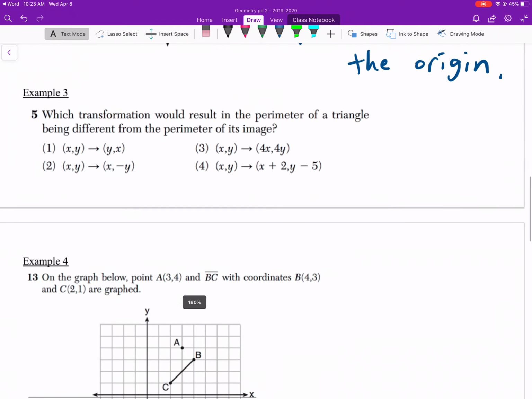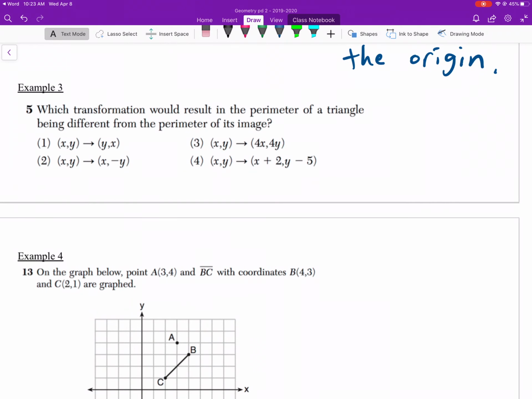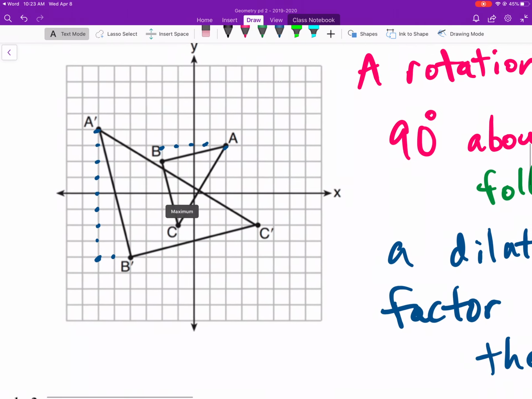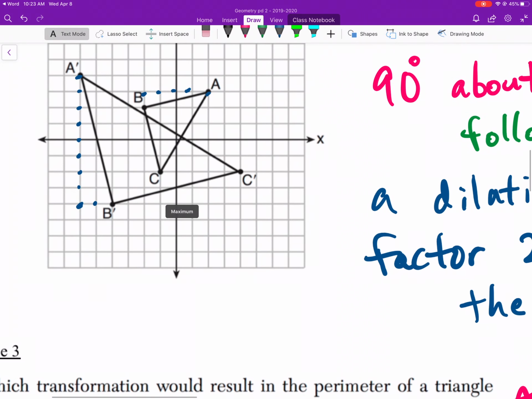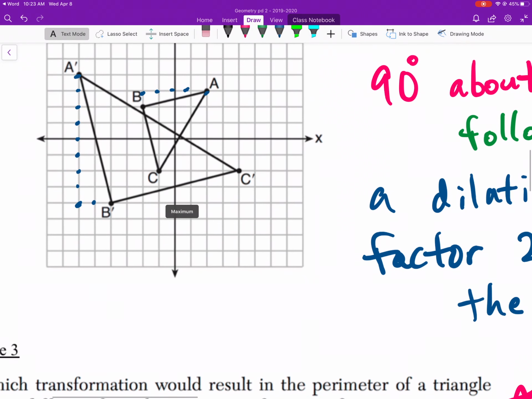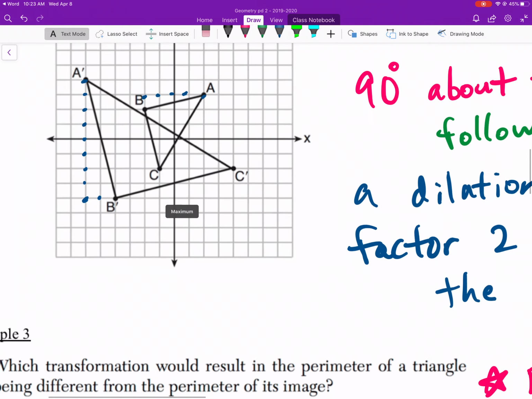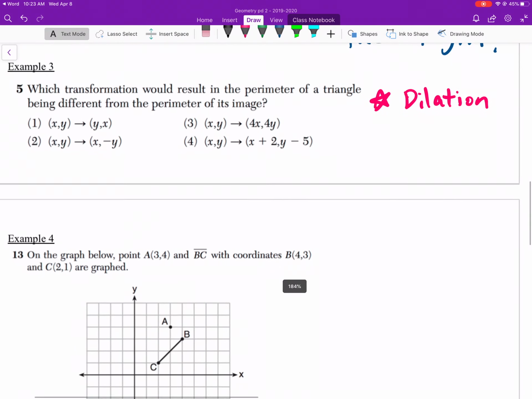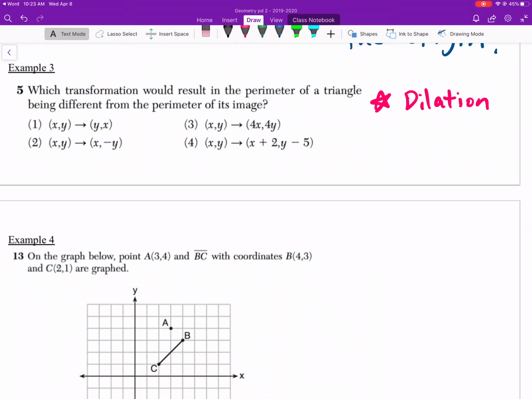Let's also take a look at example 3 here. What transformation would result in the perimeter of the triangle being different from the perimeter of its image? So how would the perimeter be different? Hopefully you're thinking a dilation took place. If the perimeter is different, right? Even look at these two triangles. A dilation took place, right? The perimeters are different. The side lengths are bigger or smaller, whatever. Adding up all the sides is going to result differently when a dilation takes place. So which one of these answer choices shows a dilation?